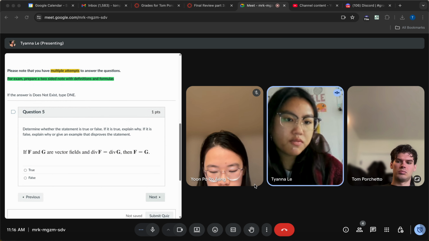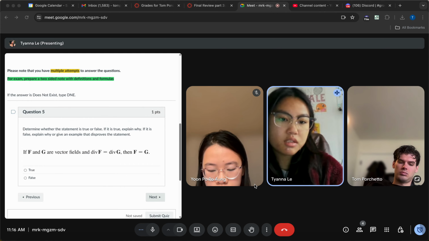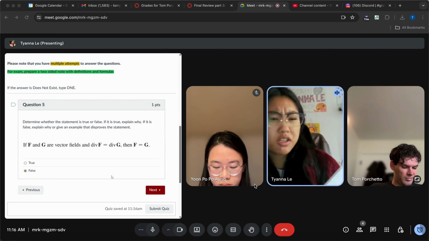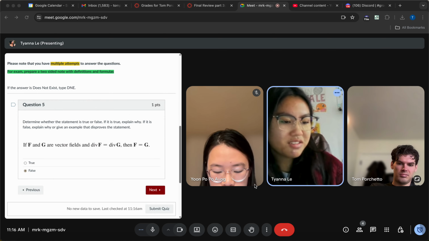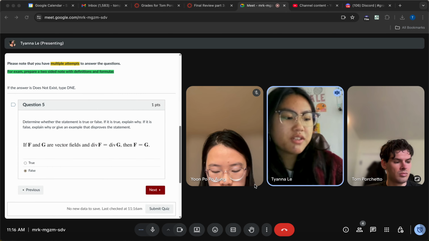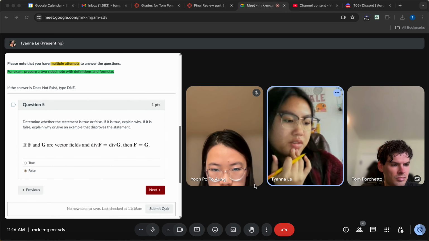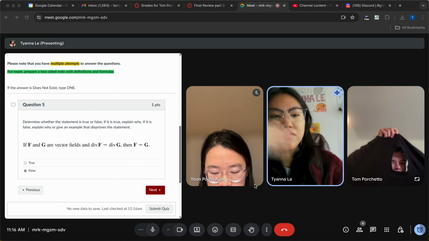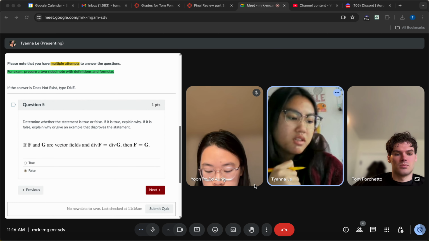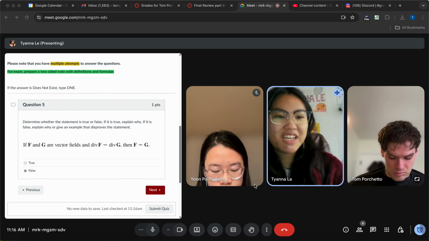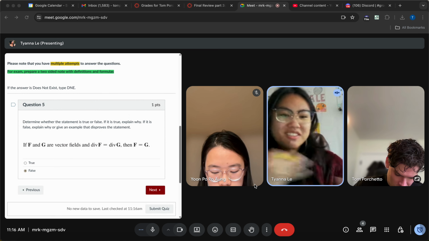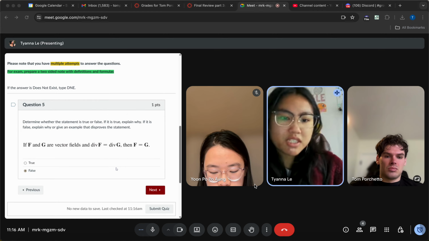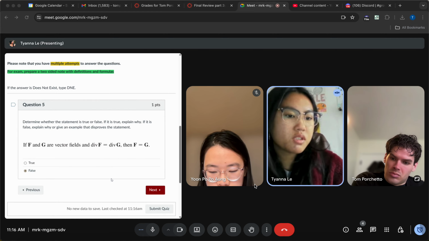If f and g are vector fields, and divergence f equals divergence g, then f equals g. This is false. I have a counterexample for this. We could set f vector equals 0, 0, 0, and then g vector equals negative y, x, 0. If you find the divergence for both f and g, they would both equal 0. But f does not equal g because 0 does not equal negative y. So yeah, they can differ. Divergence can be equal, but they can differ by a curl field, so it'll be false.